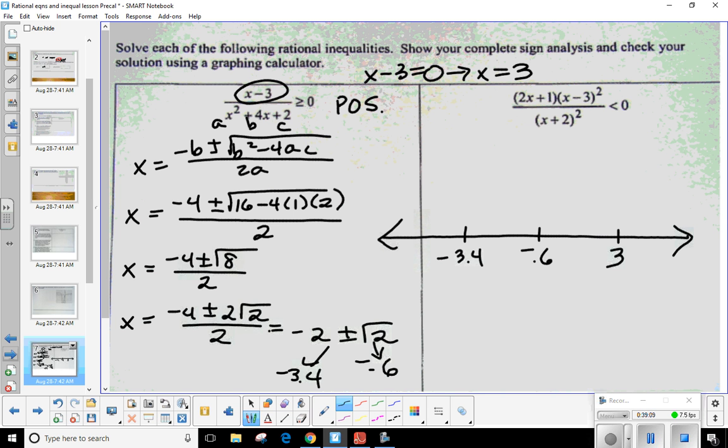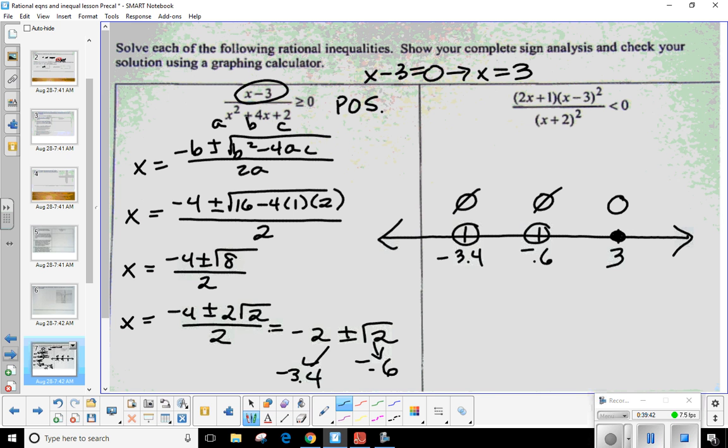Okay. So let's see. Negative 3.4, negative 0.6 both came out of the denominator. 3 came out of the numerator, so he's a 0. Let's see. We do have equality, but I can only include a 0. Remember, I can never include the undefined values. Would you guys like to tell me, or would you like to run through the process? You want to tell me the signs, or we go through it? Run through it.